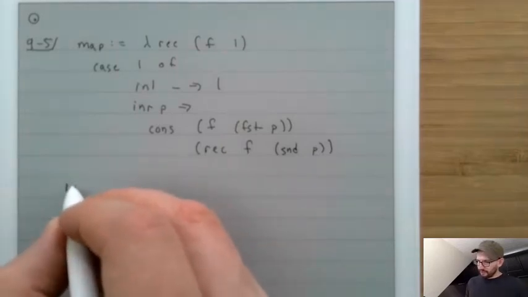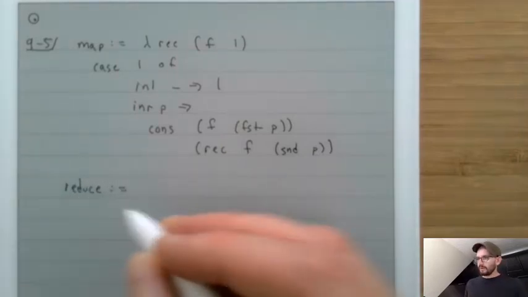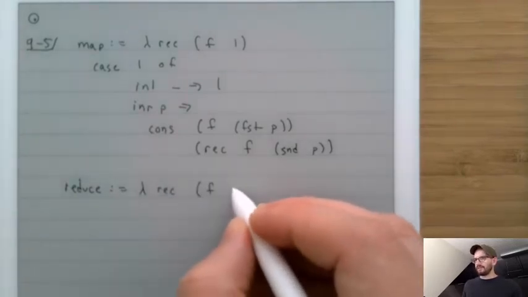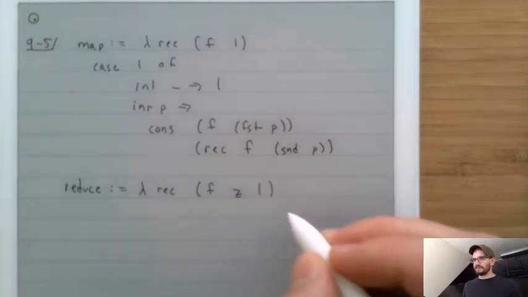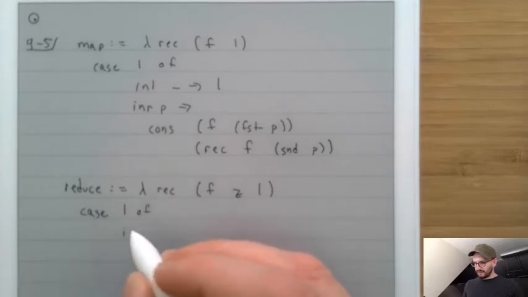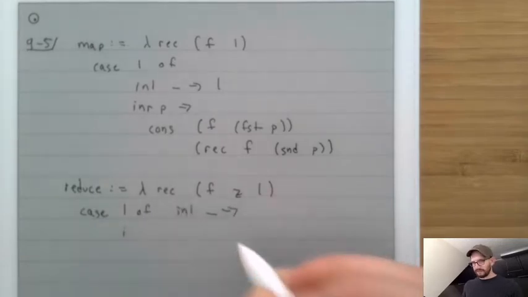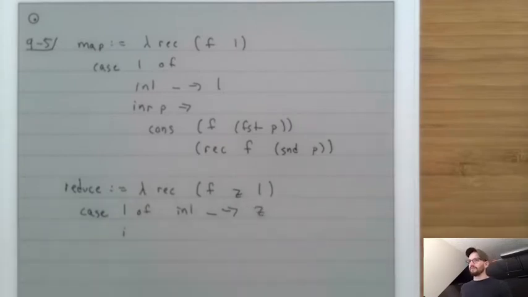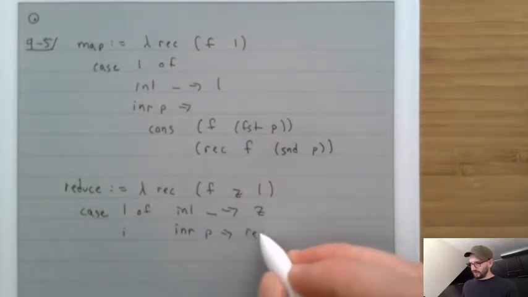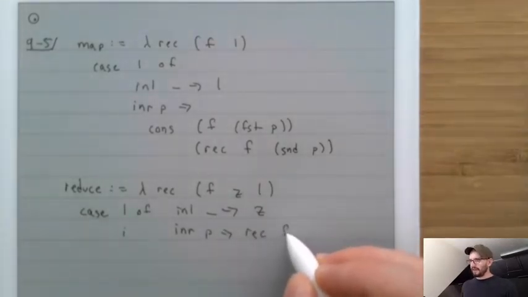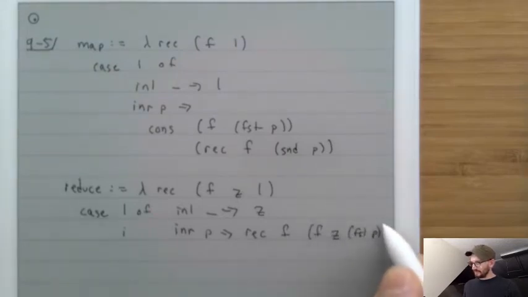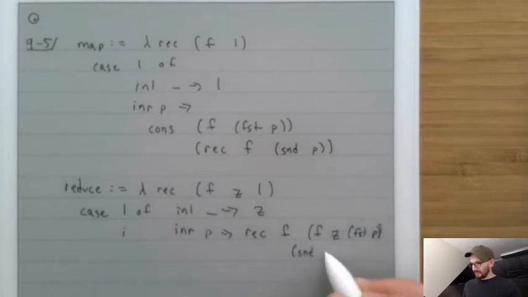We can write the function reduce. What reduce does is it will be called with a function f, a value z, and then a list. And what it's going to do is it's going to say case L of, so it's right up here, in left goes to just the z value, and in right of p is going to go to calling ourselves recursively with f, and then f called on z and the first thing in p, and the second thing in p.